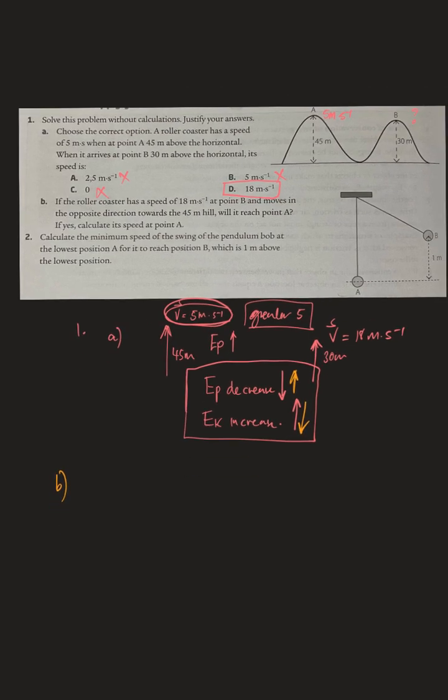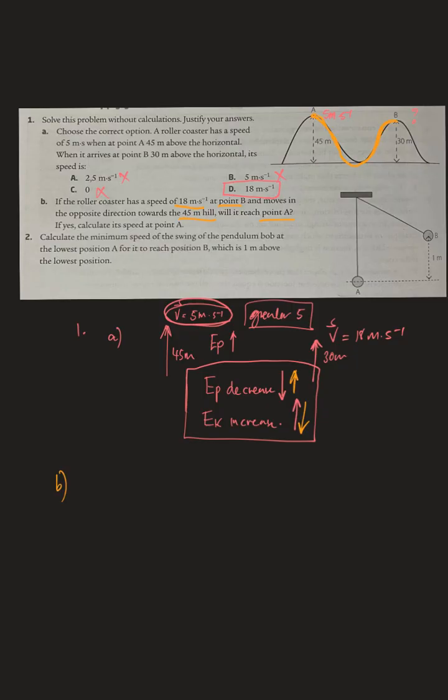Right, it's now doing something that's a little bit different. It says the roller coaster has a speed of 18 meters per second at point B, and it moves in the opposite direction towards the 45-meter hill, which is at point A. So we want to know, will it reach point A? Now, in order for it to reach point A, remember, look here. I'm going from B and I'm going all the way to A.